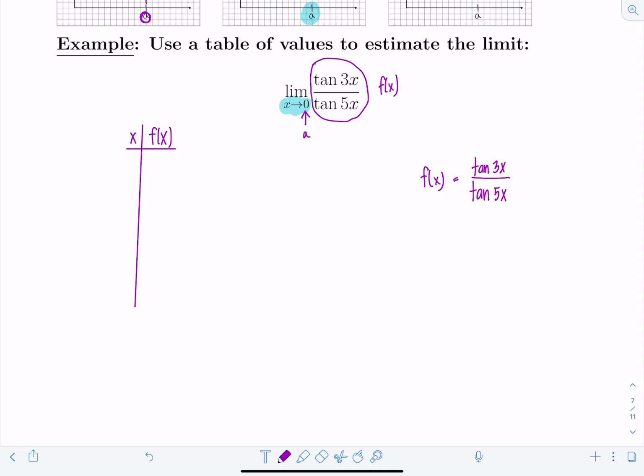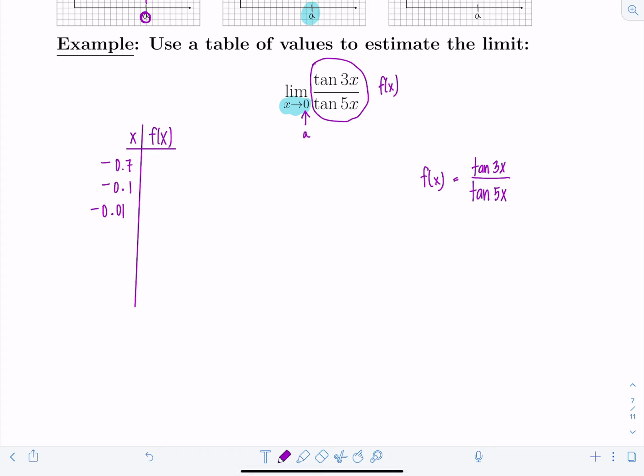Okay, so we're going to approach 0. Let's do a few smaller than 0 and then a few larger than 0. We'll start with negative 0.7. You can kind of do whatever you want. Negative 0.1. I wouldn't plug in negative 10 though. That's not close to 0, right? So if you're estimating a limit, you don't want to get too far away from the value of a, because who's to say what's going on on the graph if you get too far out of bounds. And then as you get closer to the value, squeeze in a few more. So let's do negative 0.01.